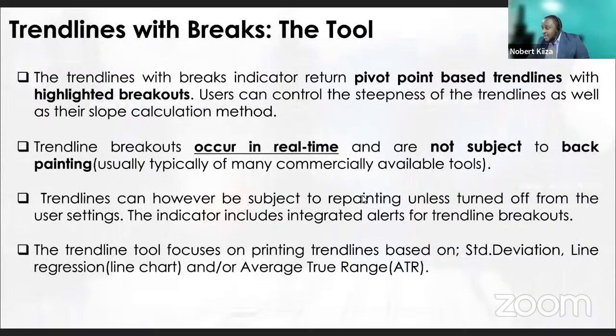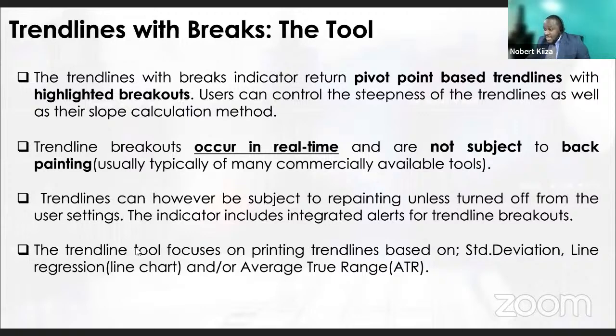So the trend lines, however, may be subject to repainting unless turned off. The good thing with this tool is that it will allow you to turn the repainting feature on and off. So if you want the tool to only take into account forecasted points, you can remove that feature for repainting. Now, some of us might want the tool to show us where price action has been, and in that case, you can select the feature for repainting.